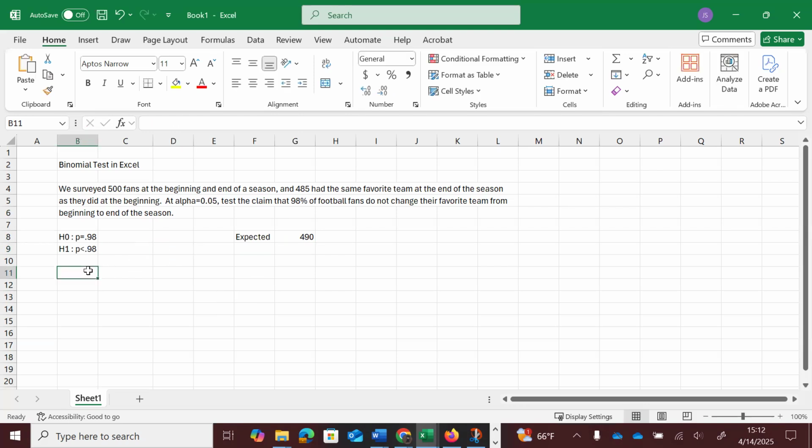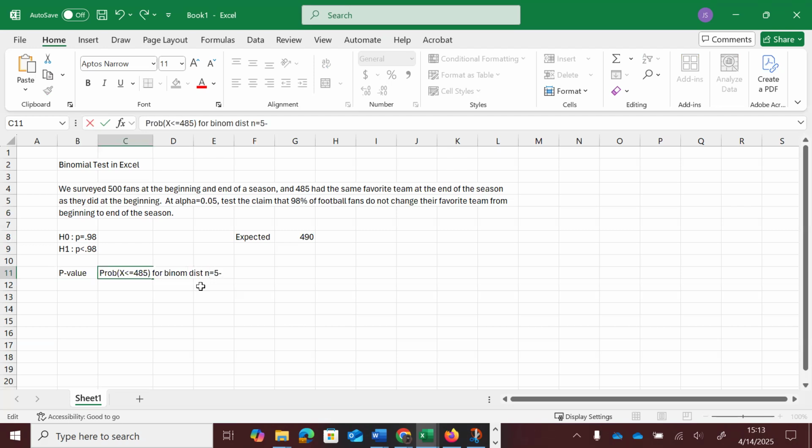And then the p-value is, what is the probability of getting the results we did, assuming the null hypothesis is true? So the p-value is the probability that x is less than or equal to 485 for a binomial distribution with n equals 500, p equals 0.98.